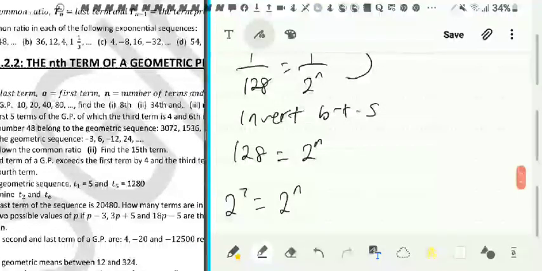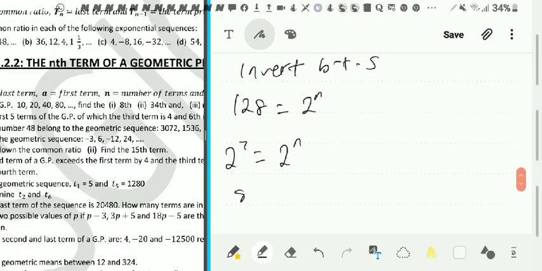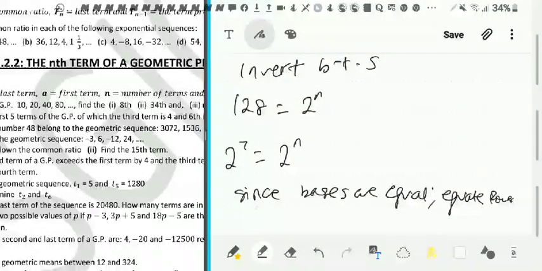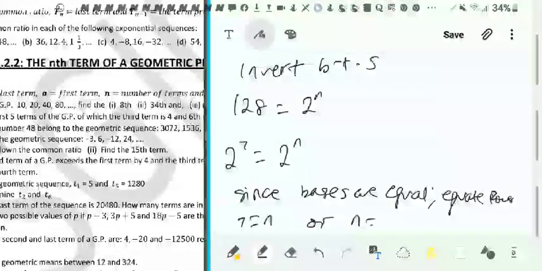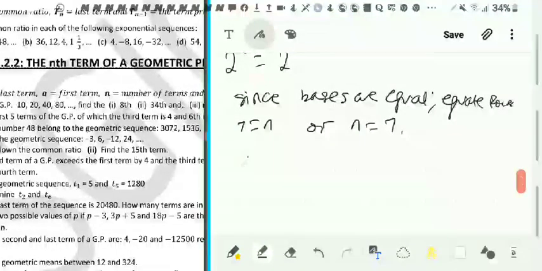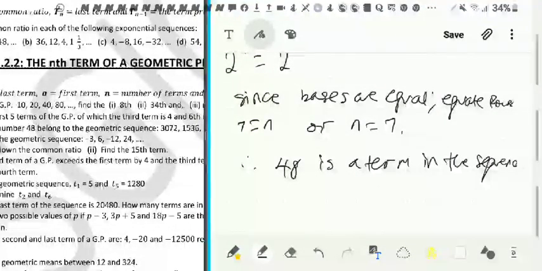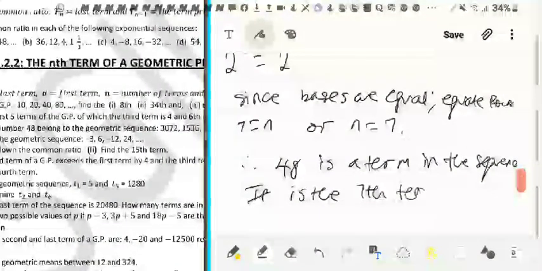Okay, so what do I do now? Since the bases are equal, equate the powers. So we have 7 equals n, or n equals 7. Therefore, 48 is a term in the sequence. It is the 7th term. You can test that on your own to check whether it is true or not.